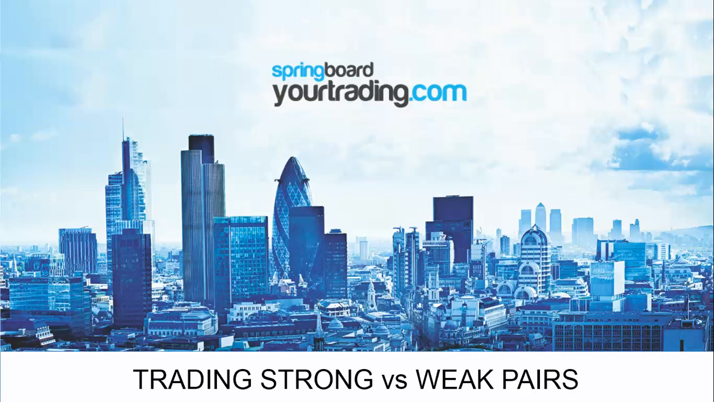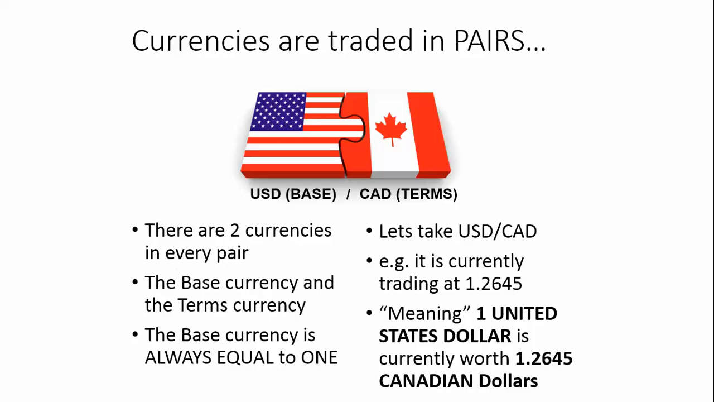So as we'll see from the example now, we've got the example of dollar CAD, which is the pairing of the United States dollar with the Canadian dollar. Now, there are always two currencies in every pair, as mentioned. The first currency in the pair is known as the base currency and always relates to one, whilst it's always against the second currency in the pair, which is the terms currency. And that is a variable amount that's going to be constantly fluctuating as the market progresses.